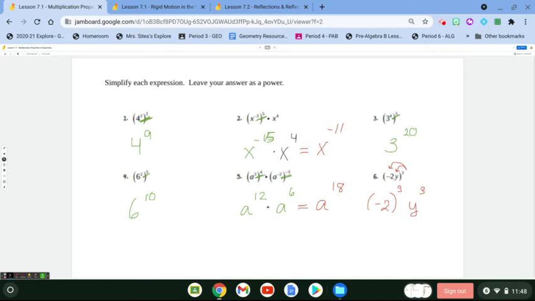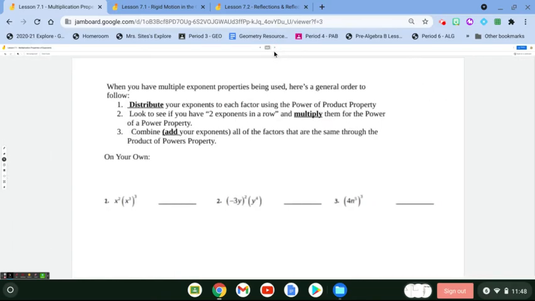So the quantity of negative 2 to the third power, y to the third power, would be our answer for question number 6. And again, if I asked you guys to multiply this out, you would keep the parentheses in your calculator and then raise that to the third power. Okay?